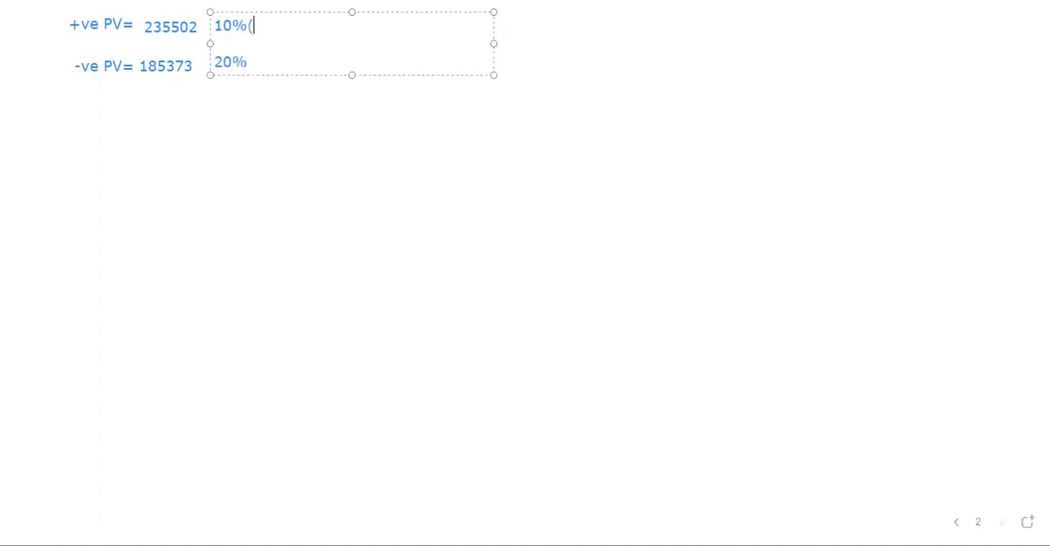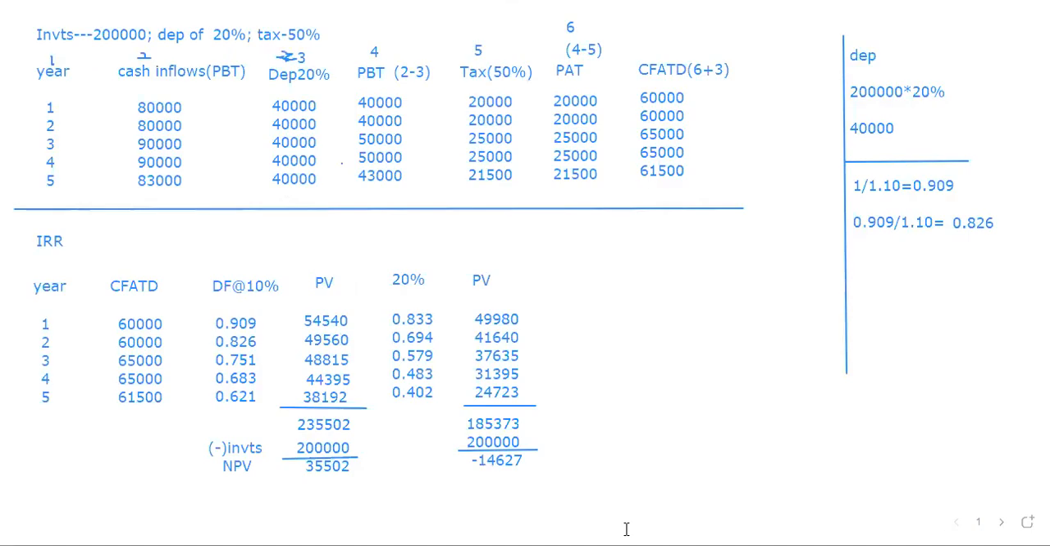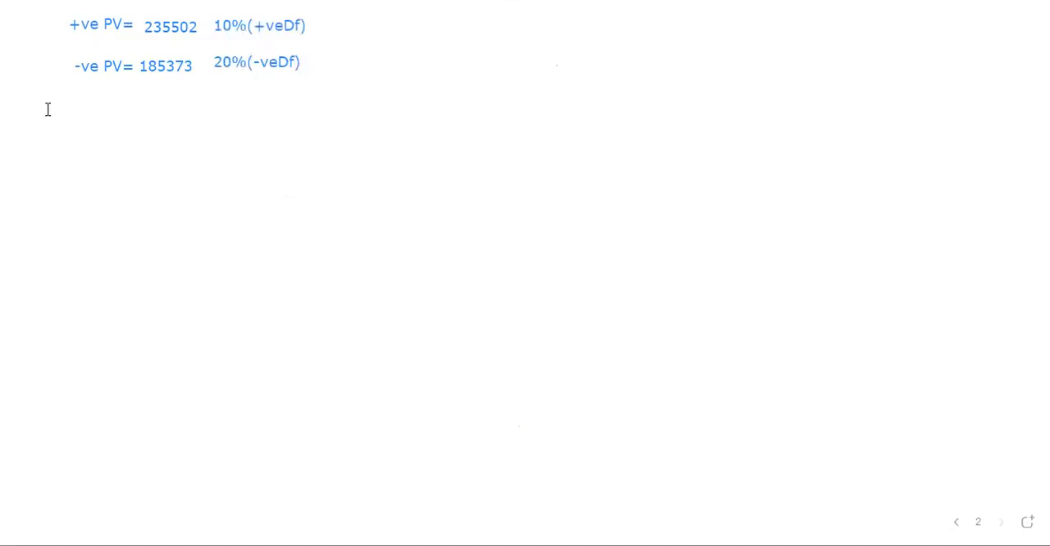So this one we will say is the positive discount factor, and this one we are going to say is the negative discount factor. So this is the information we have got. What else do we need? NPV is positive NPV and negative NPV, which it doesn't require. So we'll start applying the formula.